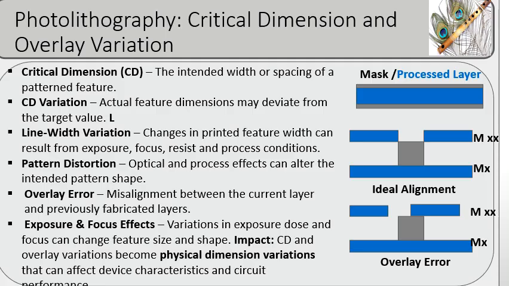Overlay variation is different. It refers to the positional misalignment between the current pattern and features created in previous fabrication steps. Exposure dose and focus variations can contribute to both dimensional and pattern placement errors. These variations are important because they transform the ideal mask geometry into slightly different physical dimensions on the wafer. Those physical differences can ultimately affect transistor parameters, circuit performance, and manufacturing yield.